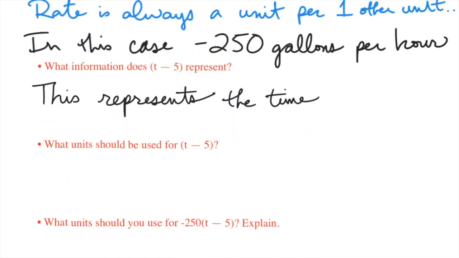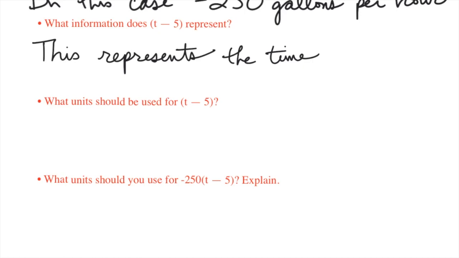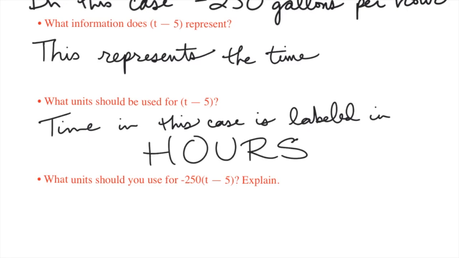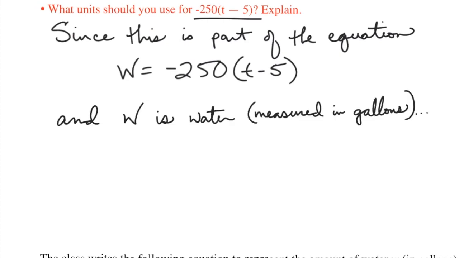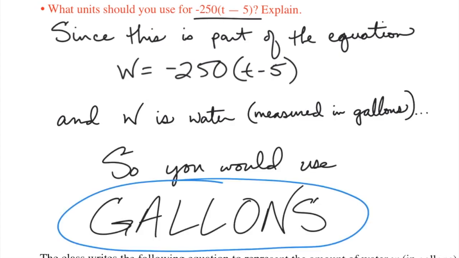This represents the time, but more specifically, the exact amount of time it takes to empty the pool, or for W to equal 0. And as we saw above, time in this case is measured in hours. This expression is equal to W, and since W is measured in gallons, this is actually an equation to find out how many gallons are in the pool.